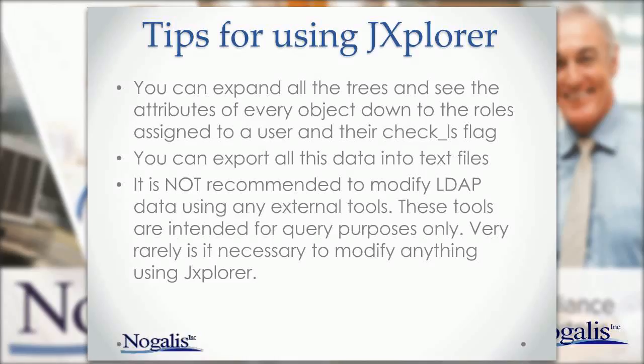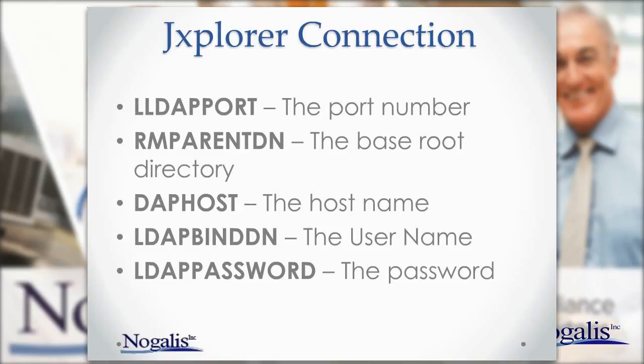So if you don't have access to JXplorer, you can download it, but let's say you just can't figure out how to use it, there are other tools. But really quick, I want to go over this JXplorer connection information again. These are on the left in bold. I've got the name of the field within your install.cfg, and I've explained what those are. So we've got your port, your base root directory, your host name, the username, and the password. And I'm pretty sure I've double checked all of this, so it should be correct.